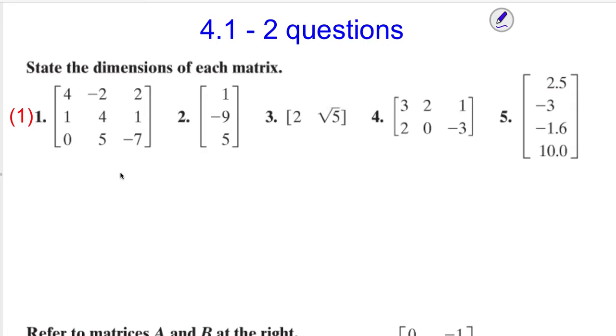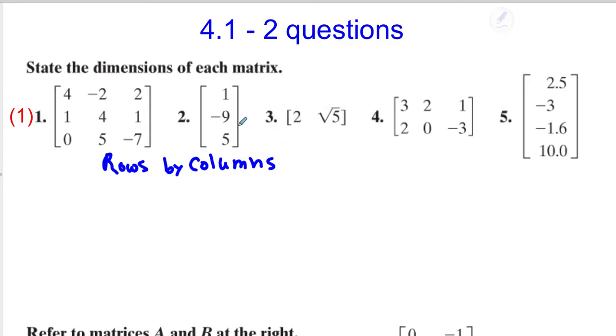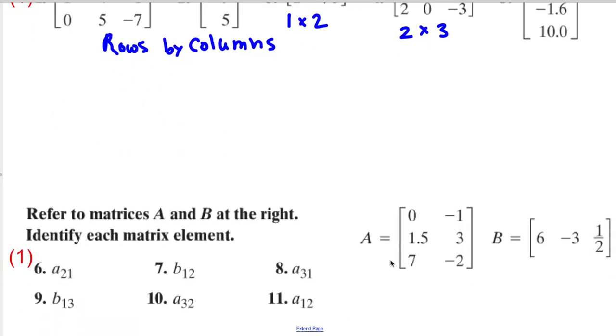Remember when we look at the dimensions, we're going to do rows by columns. So you look at the right and left and then you go up and down. This one has 1 row and 2 columns, so it's a 1 by 2. This one has 2 rows and 3 columns, so it's a 2 by 3. Okay? All right, looking at the next one, this one was identify the matrix element.